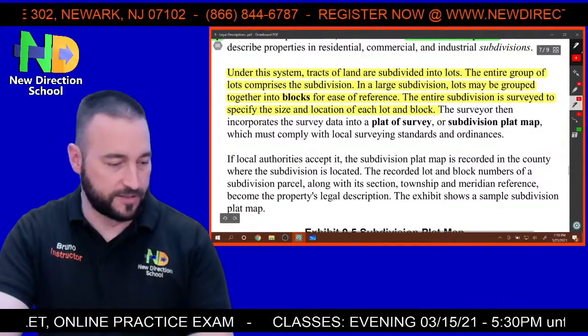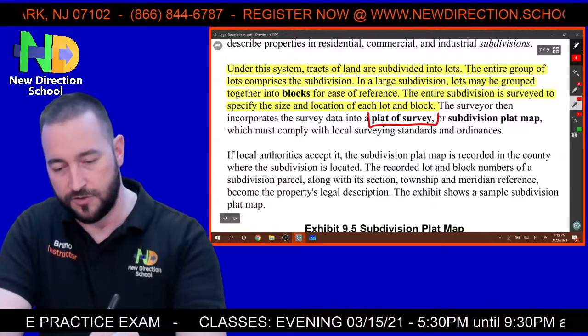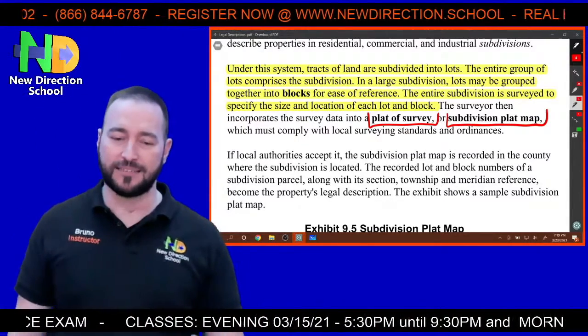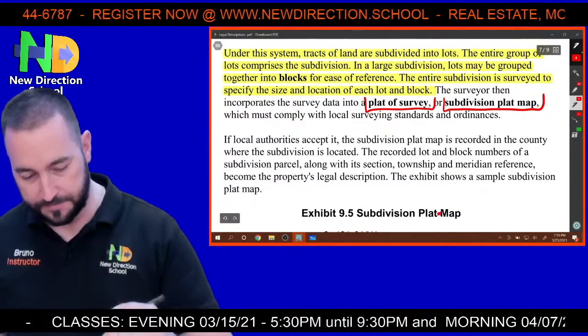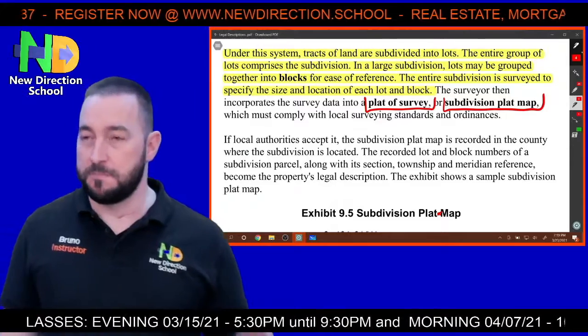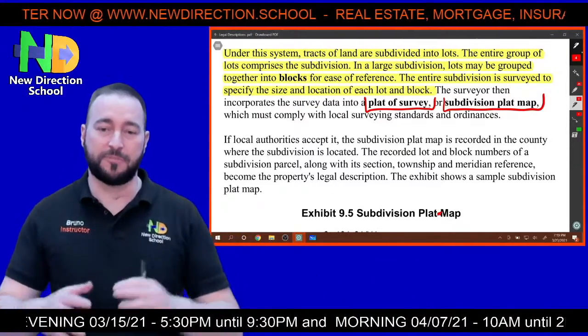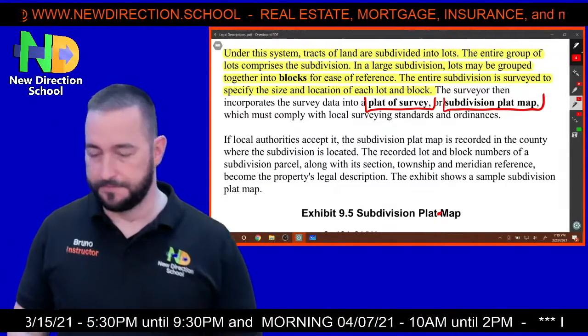Now, the surveyor then incorporates data into a plat of survey, also called a subdivision plat map. Okay, so when you see plat, the word plat simply means map. These are the same. Plat means map. It's just that a plat is a larger map. A plat is a map of the whole subdivision. Okay? That's all it is.